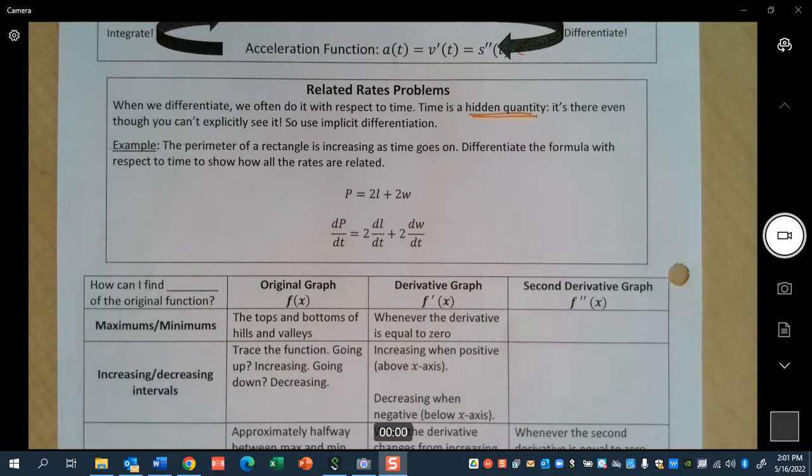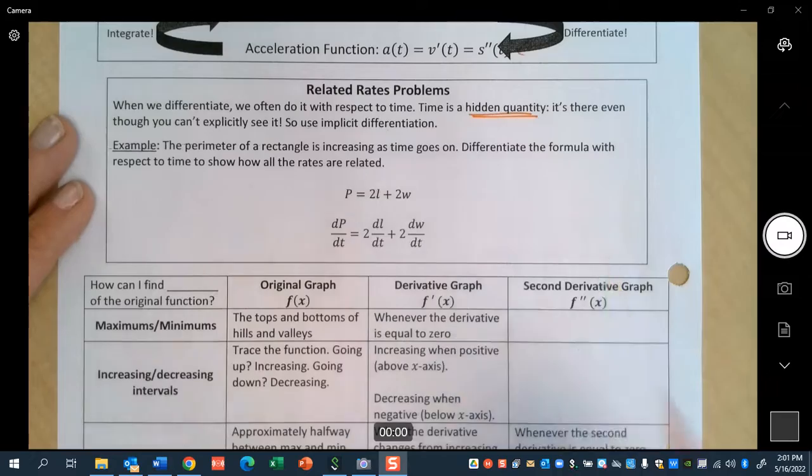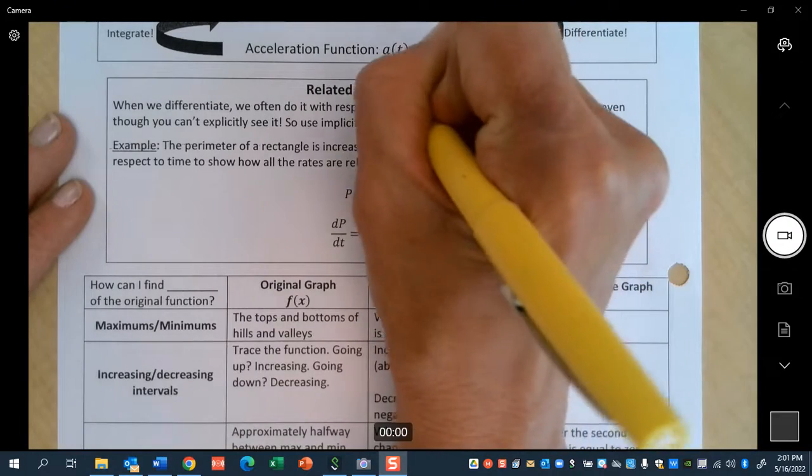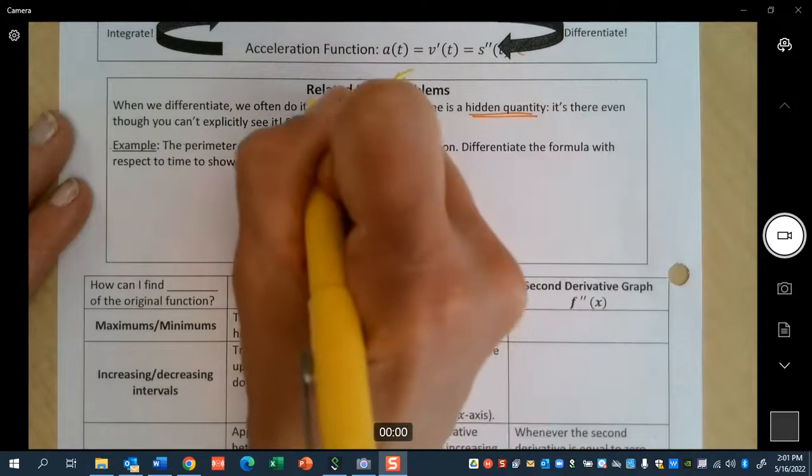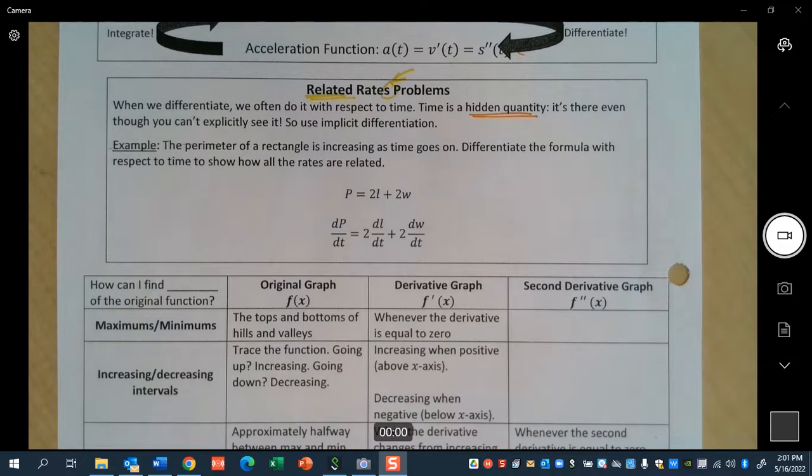All right. Related rates is where we're talking about, and again, let's break down what this is. Related rates, we have more than one, and there's some kind of relationship between them. So if we talk about the perimeter of a rectangle increasing as time goes on, you differentiate the formula with respect to time. When you differentiate this whole thing, the derivative of P with respect to time is equal to 2 times the change in L with respect to time and 2 times the change in W with respect to time. So that's our formula of what the relationship is to how things are changing.